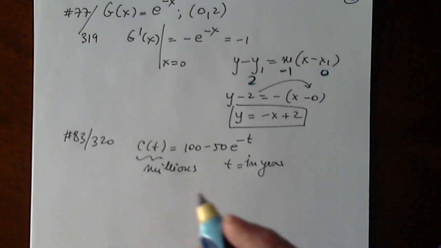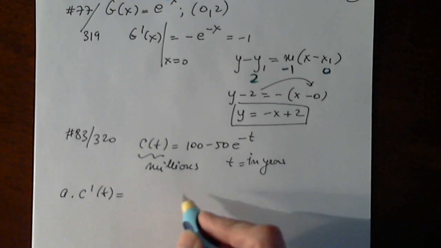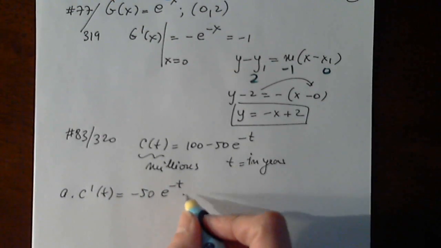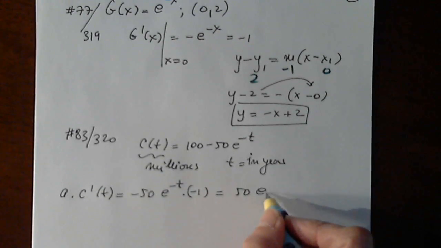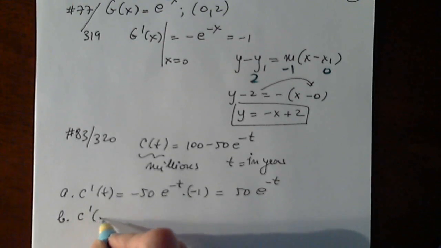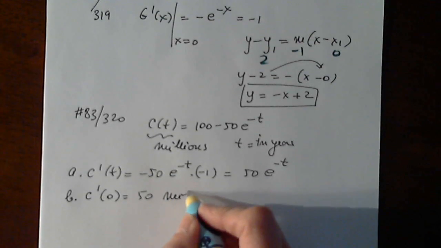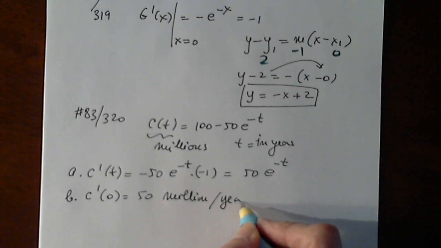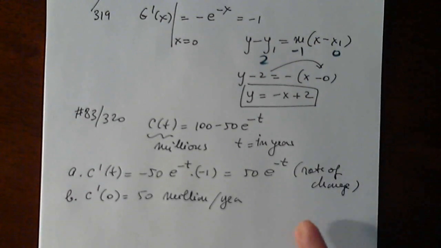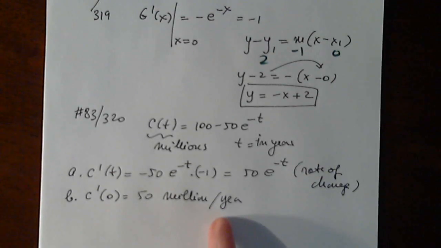Okay. Find each of the following: the marginal cost, C prime of t. C prime of t equals negative 50 times e to negative t times negative 1, so it's 50 e to negative t. C prime of 0 is 50 million per year. It's a rate of change. Like any rate of change, the measurement unit is a ratio of two different measurement units.